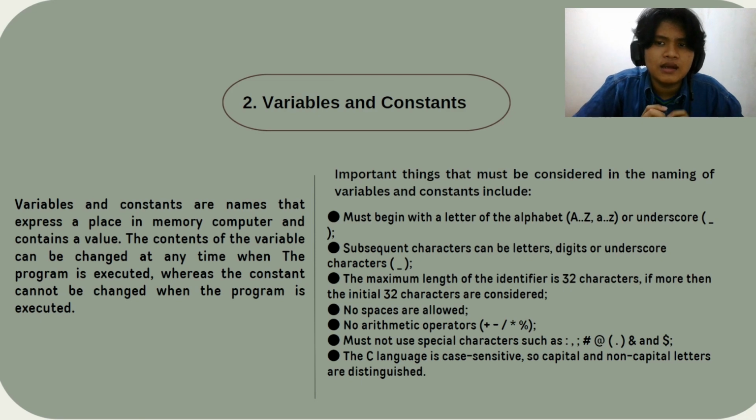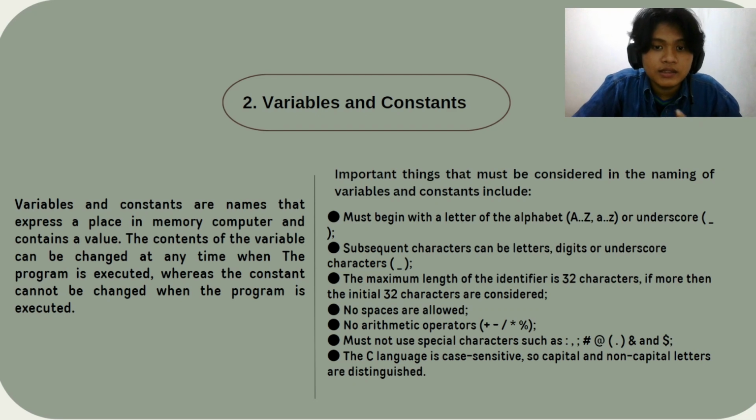And then there are important things that must be considered if you want to name variables or constants. The first one is that a name must begin with a letter of the alphabet A to Z or an underscore. You are free to use capital letters or not, but what is certain is that the first character must be an alphabet letter or an underscore. The second one is that subsequent characters can be letters, digits, or underscores. So for the next characters, you are free to use letters or underscores, and you can also use numbers.